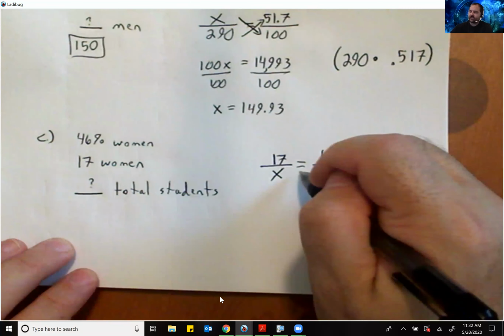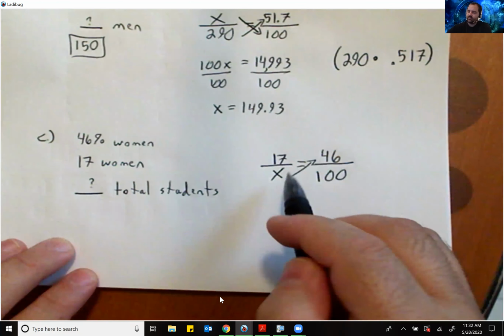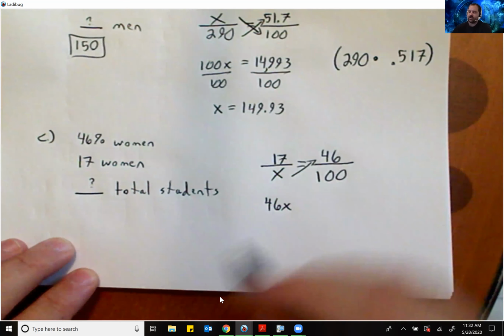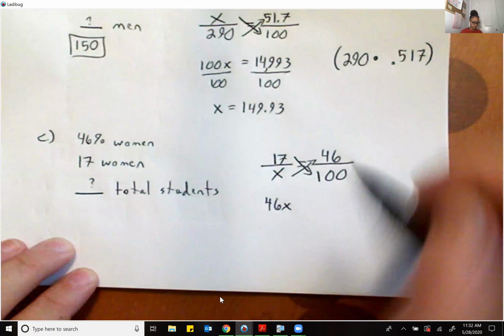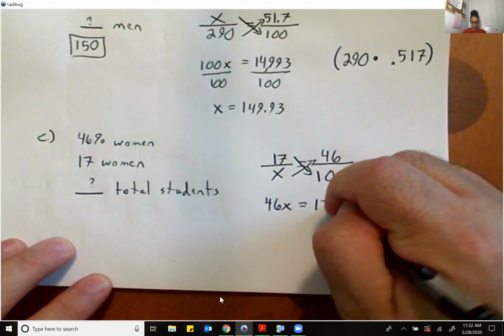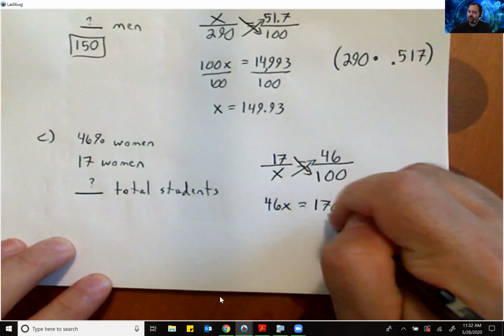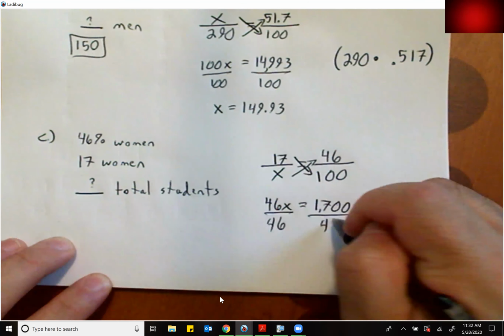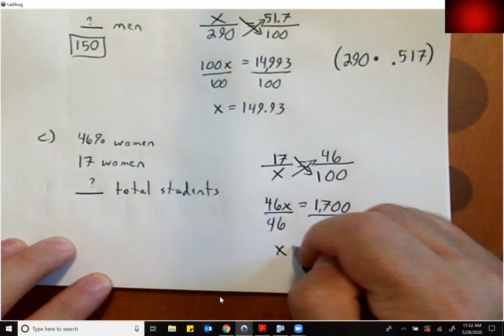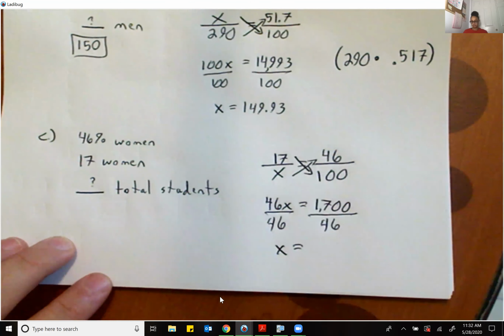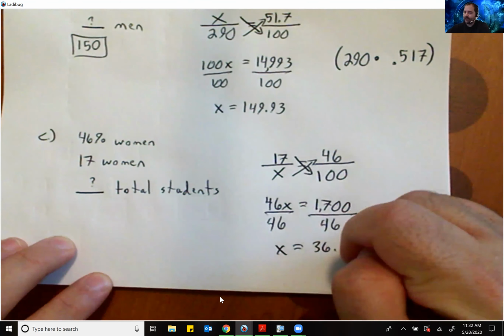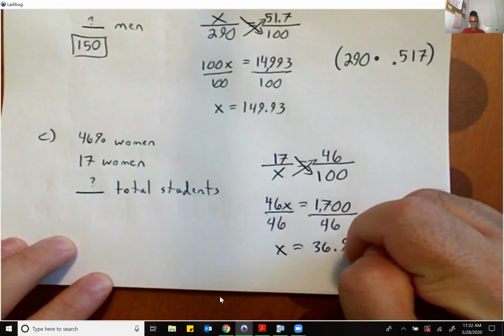So X times 46, 46X. 17 times 100 is 1,700. And then all we got to do now is divide by 46. X equals 36.9, and then the decimals continue: 565217.